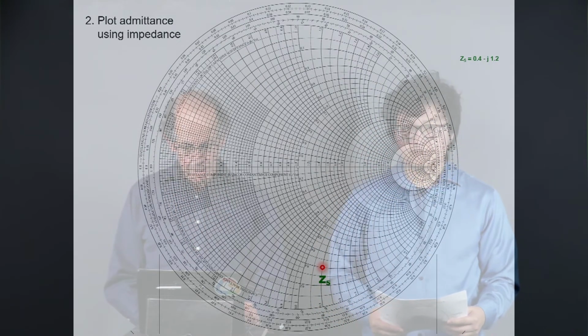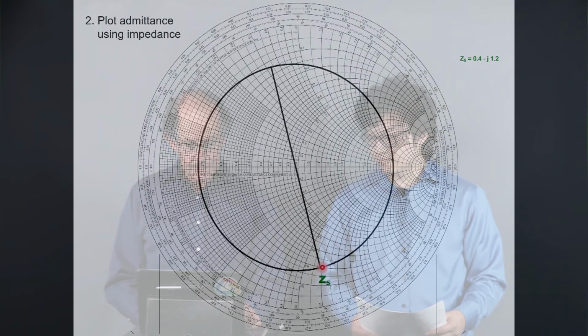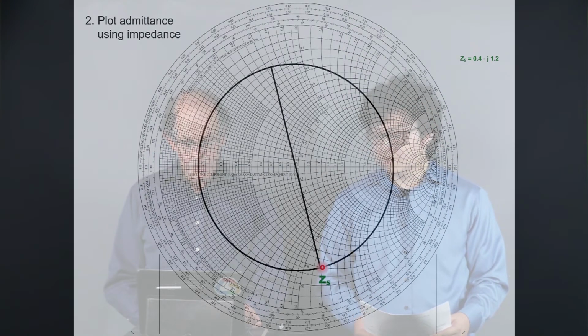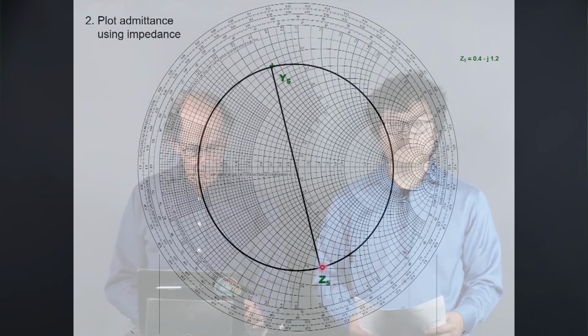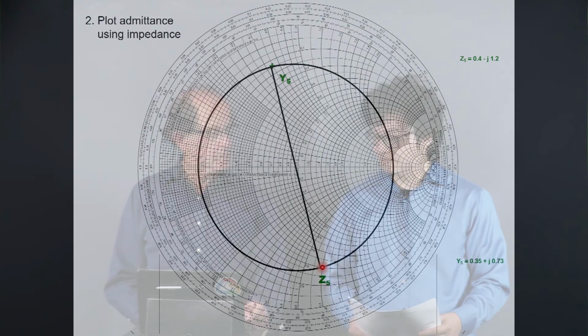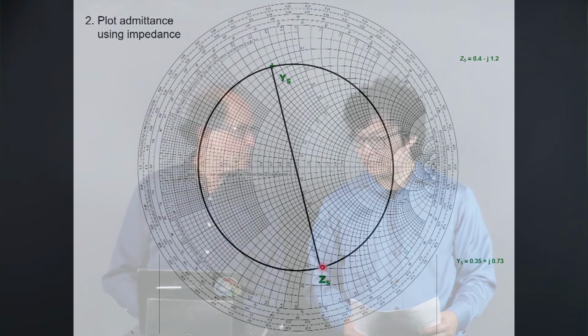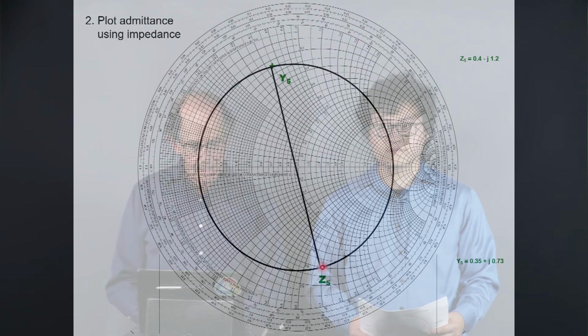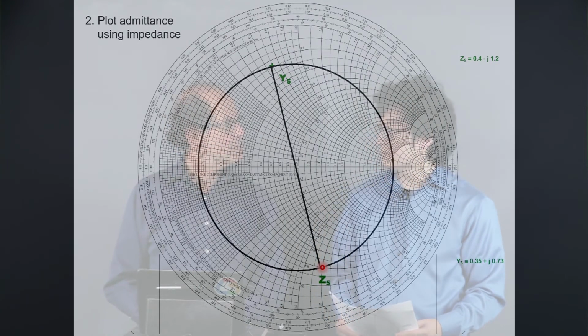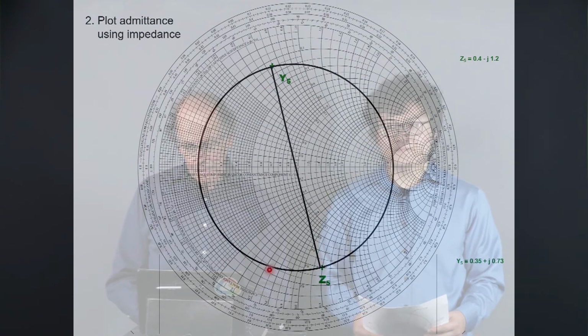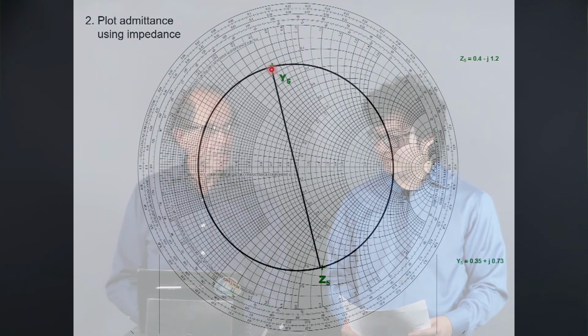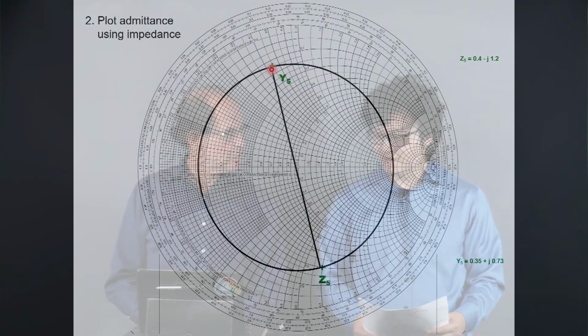Now, we draw our circle. There's our circle. We go 180, and there's the normalized admittance, and it is exactly that. Now, it's not so obvious arithmetically, but it's much easier to do it geometrically. Just rotate 180. So we take this, and 180 gives us the normalized admittance.